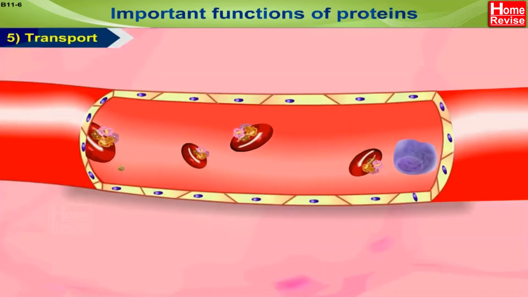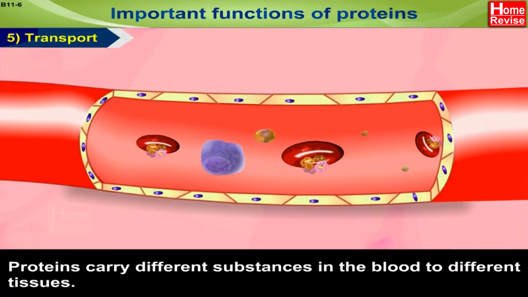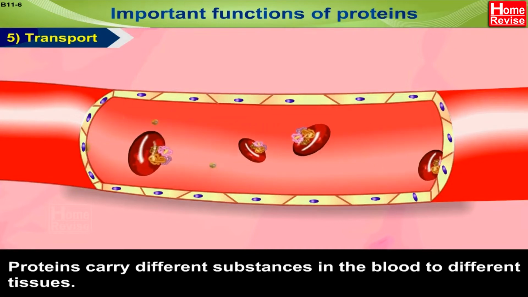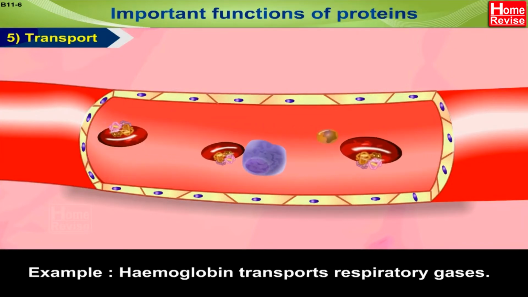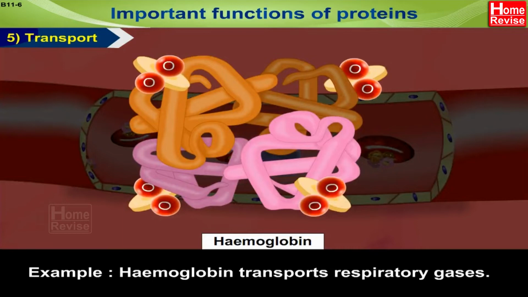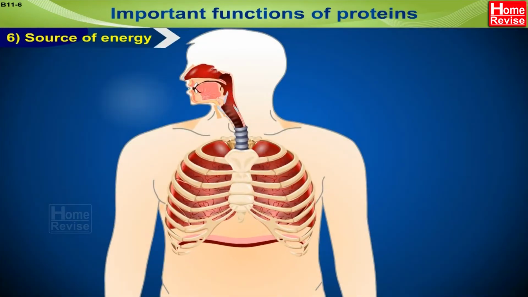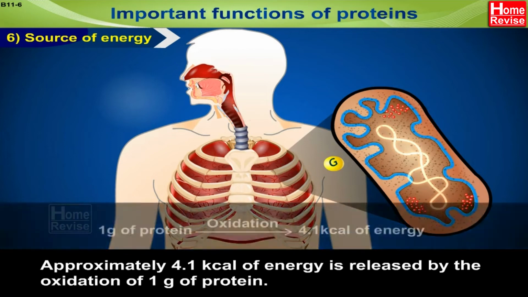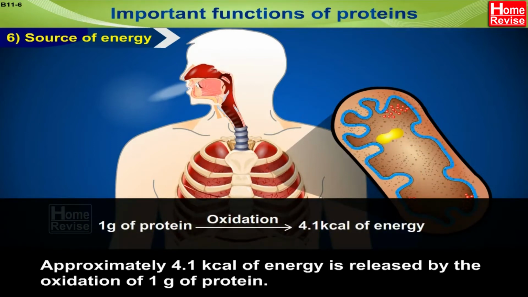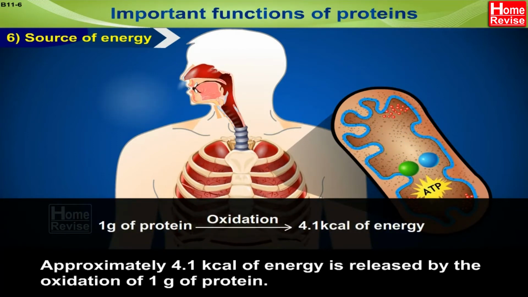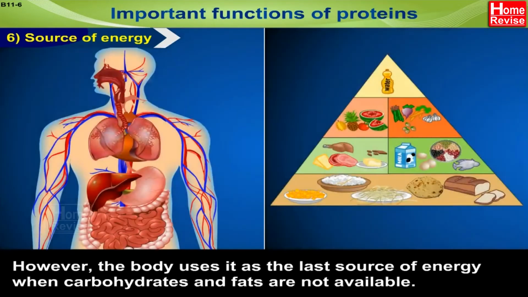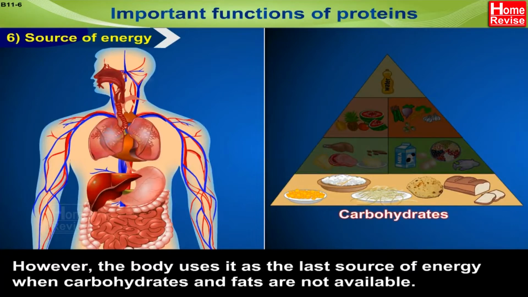Fifth, transport. Proteins carry different substances in the blood to different tissues. Example, hemoglobin transports respiratory gases. Sixth, source of energy. Approximately 4.1 kilocalorie of energy is released by the oxidation of 1 gram of protein. However, the body uses it as the last source of energy when carbohydrates and fats are not available.